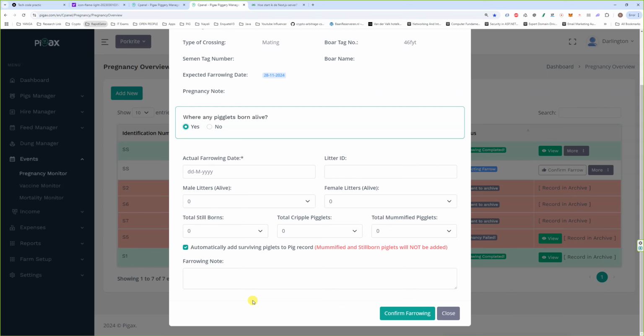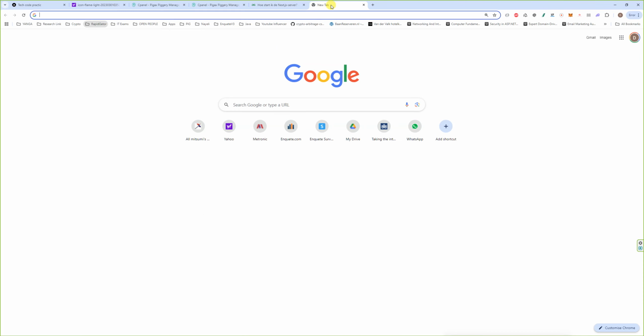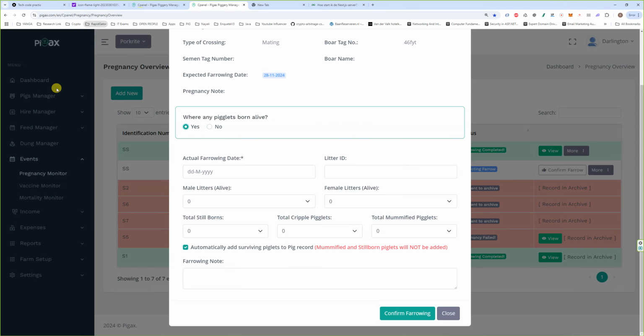Brilliant. One more question. Is this our live login server, so for testing do we just create an account? This is actually what is in production. However, I do have a test server, and it's called test.pickaxe.com.